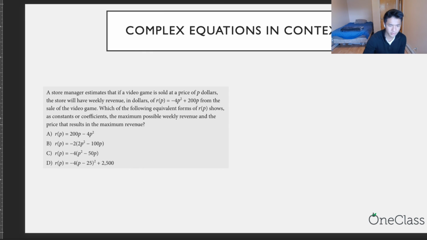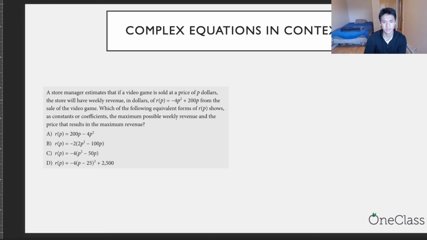This question says, a store manager estimates that if a video game is sold at a price of $P, a store will have weekly revenue in dollars of R(P) equals negative 4P squared plus 200P from the sale of the video games. Which of the following equivalent forms of R(P) shows as constants or coefficients the maximum possible weekly revenue and the price that results in the maximum revenue? When we look at this question, we want to find the maximum possible weekly revenue and the price that results in the maximum revenue.